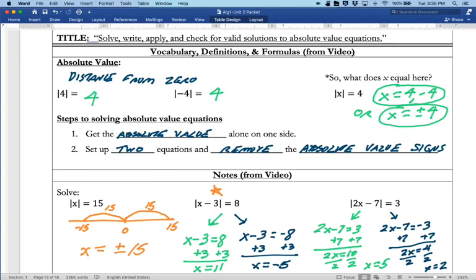Let's check this just to make sure it's working. If we put 5 in, that's going to be 2 times 5 minus 7. That results in the absolute value of 10 minus 7, which is 3. The absolute value of 3 is indeed 3. That works. Let's try it for 2. This would be 2 times 2 minus 7, the absolute value of all of that. So 4 minus 7 is negative 3. The absolute value of negative 3 is also 3, because the distance of negative 3 from 0 is indeed 3.